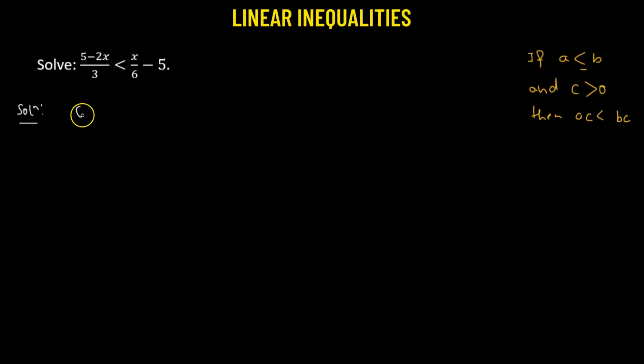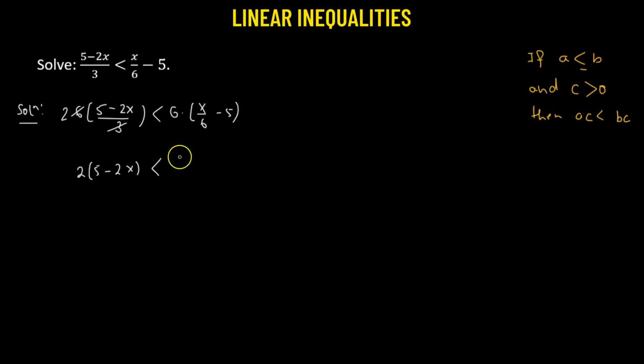So we'll multiply each side with 6. So with 6 multiplied to 5 minus 2x over 3, this is going to be less than 6 times x over 6 minus 5. So the sign of our inequality is not going to change. So we have 3 times 2, it's 6. So we have 2 multiplied to 5 minus 2x. So this is going to be less than, so we have 6 times x over 6, so that's x, minus 6 times 5, that is 30. So we get 2 times 5 is 10, minus 2 times 2x, that is 4x. This is less than x minus 30.